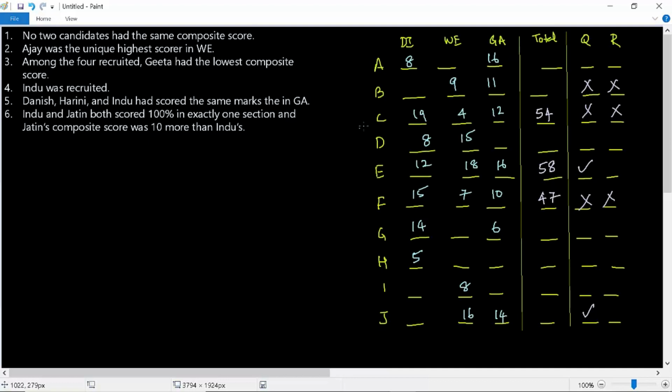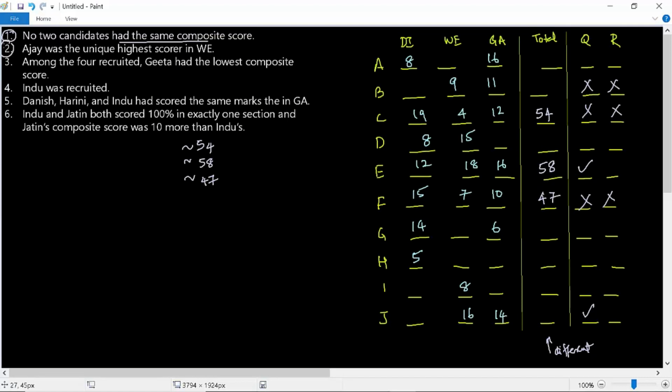So that's all the information that we have without looking at any additional information. Now let's look at this information and see what makes sense. Number 1, no 2 candidates have the same composite score, which means all these scores are different. That would mean that the total score cannot be 54, cannot be 58, or cannot be 47. That's for sure, because those 3 scores are taken.